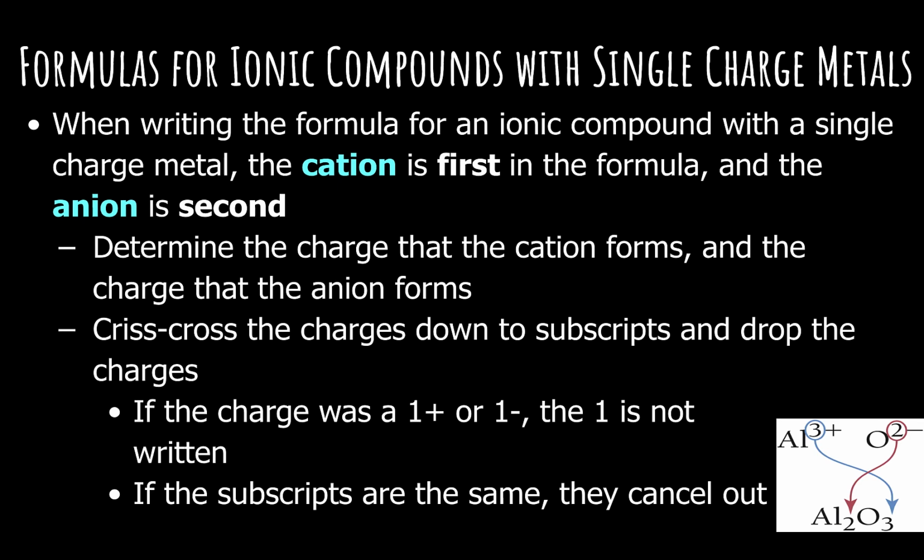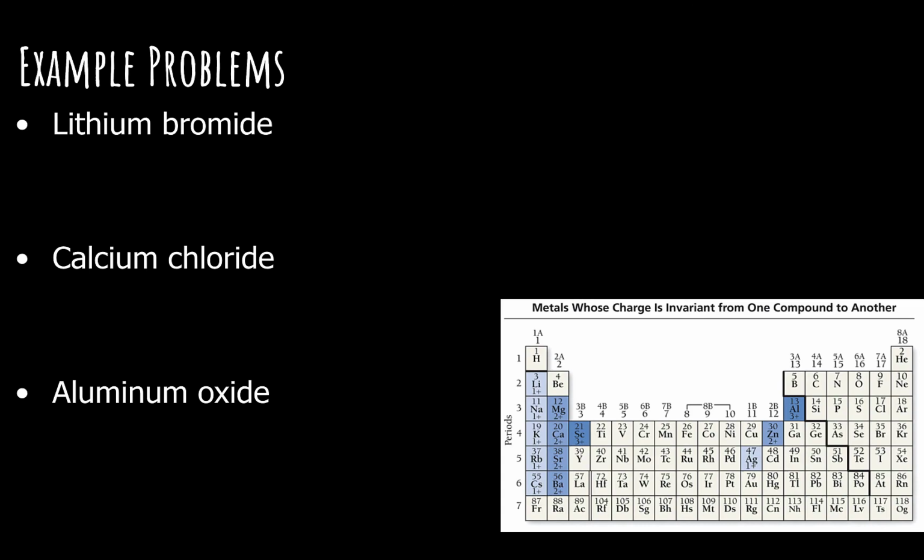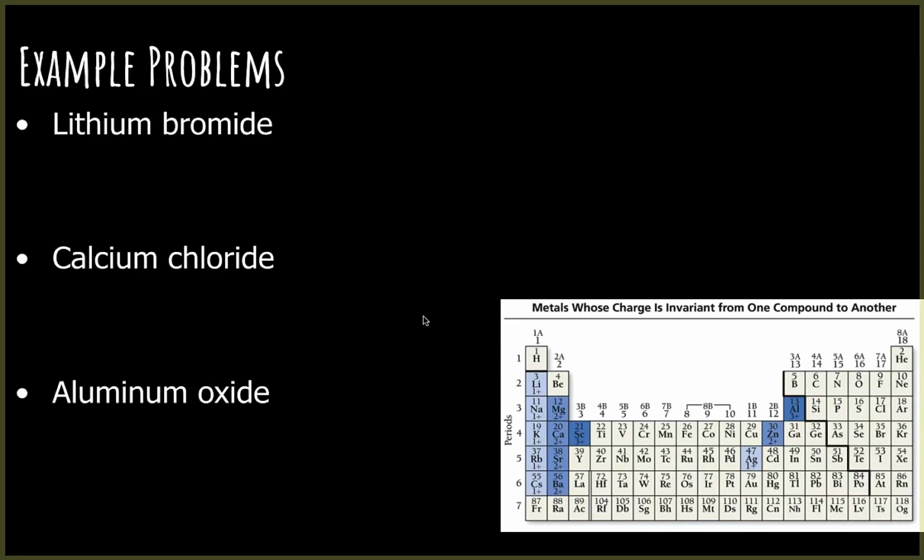If the charge was a 1+ or a 1-, then the 1 is not written. If you remember from that previous set of notes we took, there's an implied 1 if the element is there and there's no number next to it. And then if the subscripts are the same, they cancel out. We'll do some examples with those. All right, so let's look at how this works.